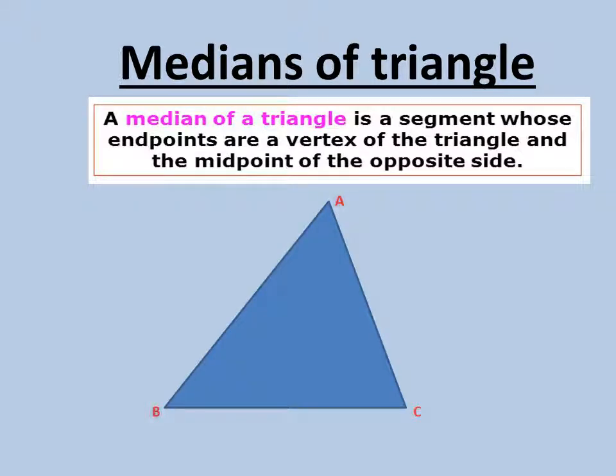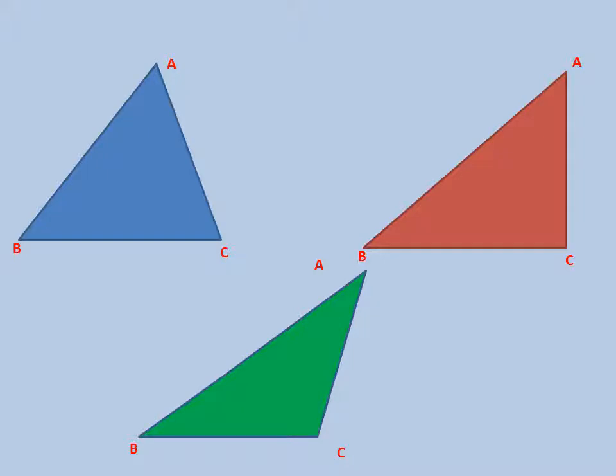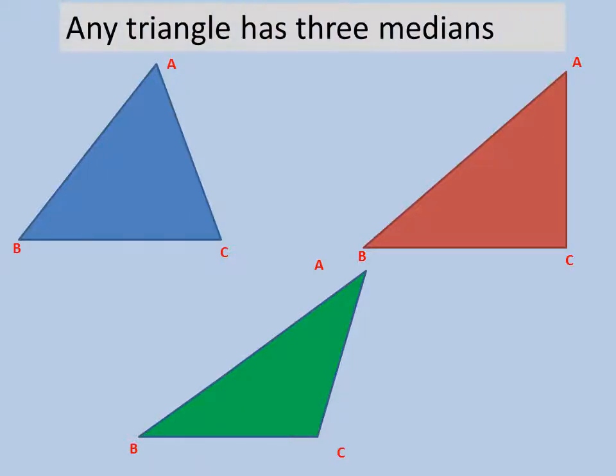If we have a triangle ABC and D is a midpoint of side BC, then the line segment AD is called a median of triangle ABC. Any triangle has three medians.